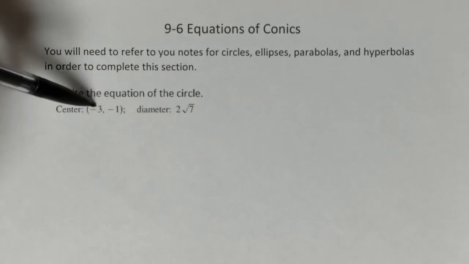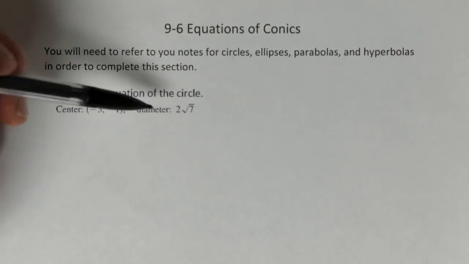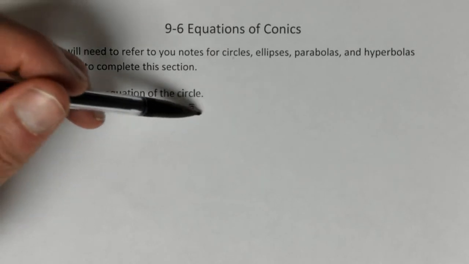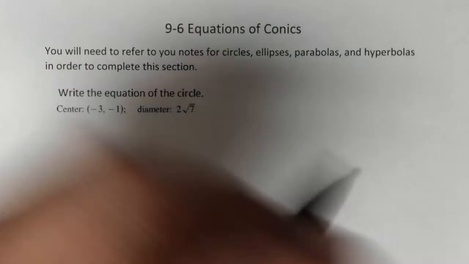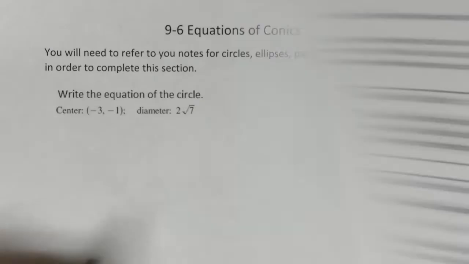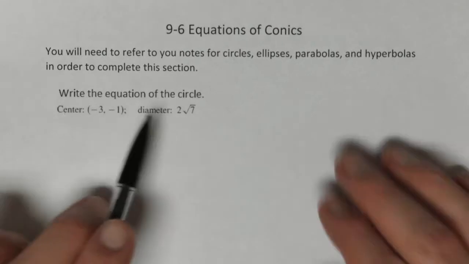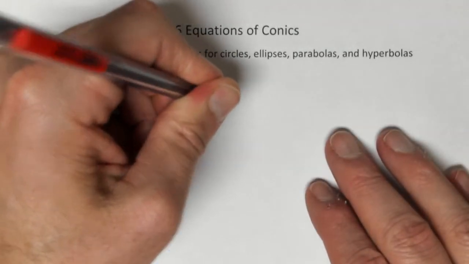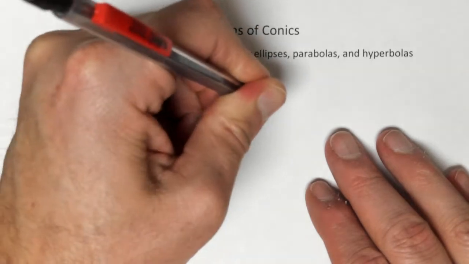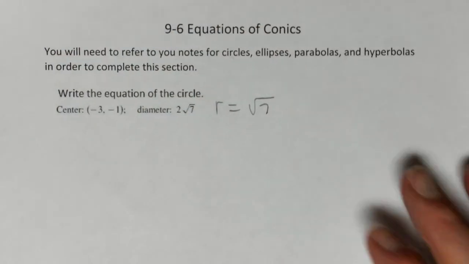The center is at -3, -1, and the diameter of the circle is 2 square roots of 7. Well, remember, for a circle, what do we need to know? Well, we need the center and the radius. They've given me the center and the diameter, which I can turn to the radius by just dividing it by 2, so my radius will be square root of 7. Now I'm ready to write the equation.